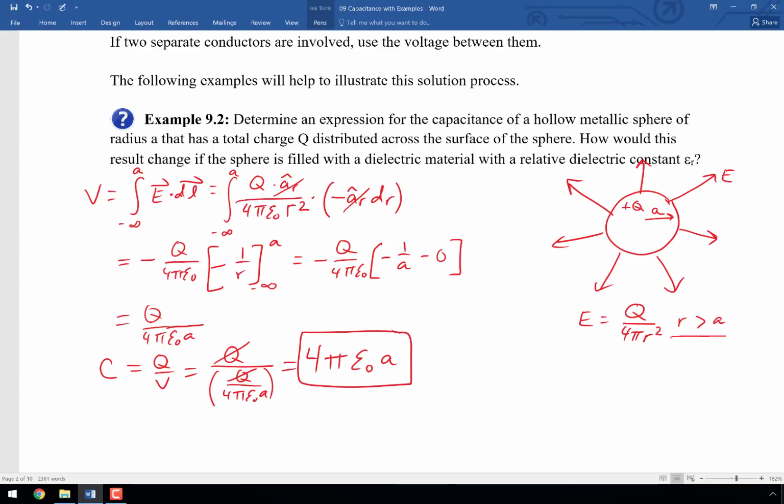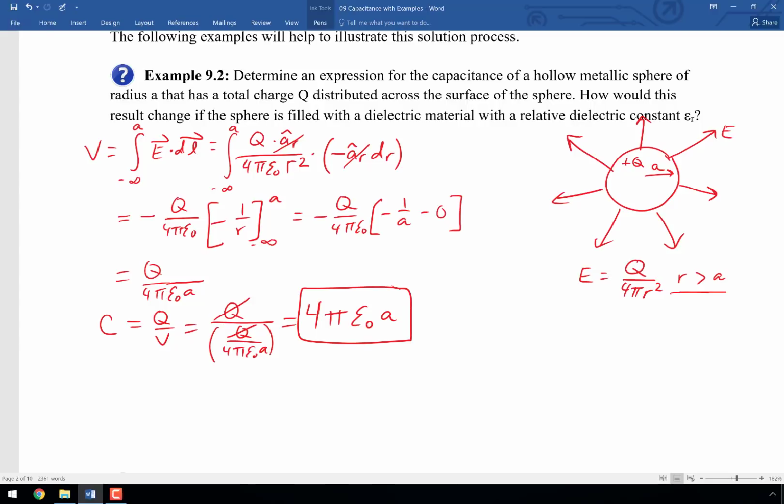And then the second part of the question is, what would happen if the sphere were filled with a dielectric material instead of being an empty sphere? And the answer is nothing is going to happen, because remember, all of the action took place out here. We had a charge that we moved from infinity all the way down to the surface. We never actually moved that charge into the surface of the sphere. So anything that happens inside the sphere is really irrelevant.